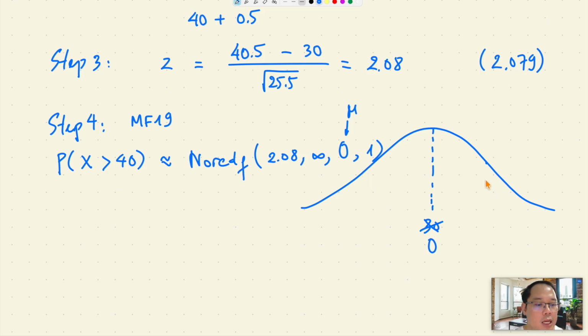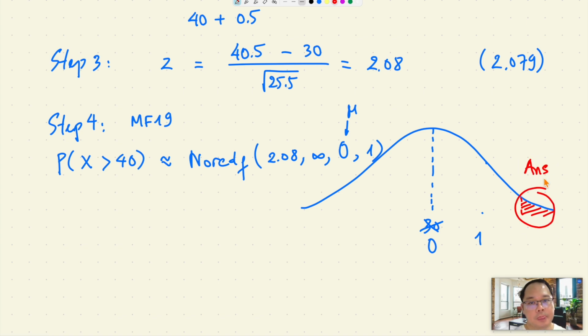Okay, and the value 2.08 is something, because the standard deviation is 1. The value 1 is something like here. So the value 2 will be much greater, and we have a tiny region here on the right, which is the answer. This tiny region.